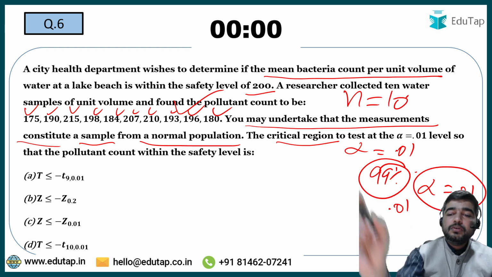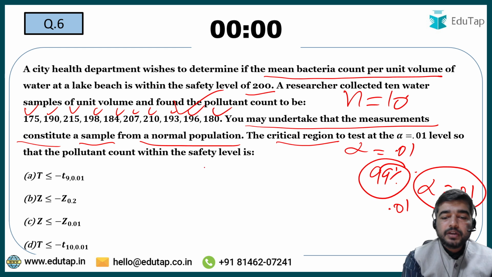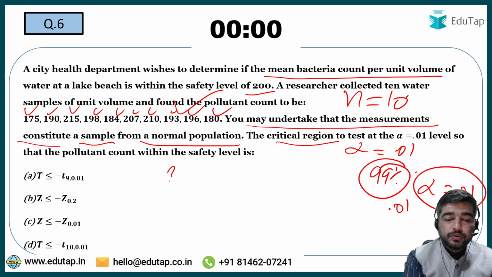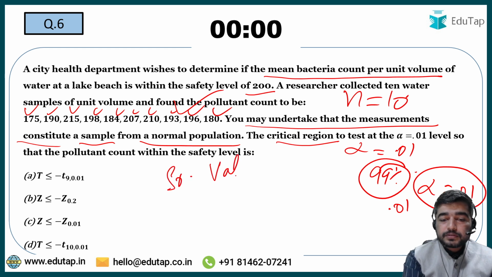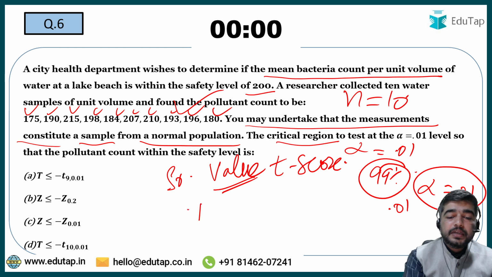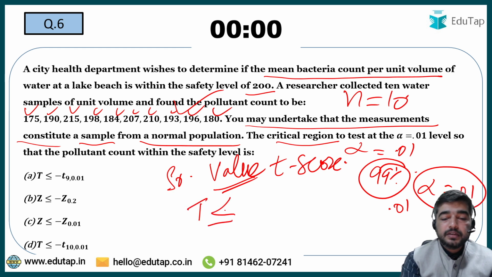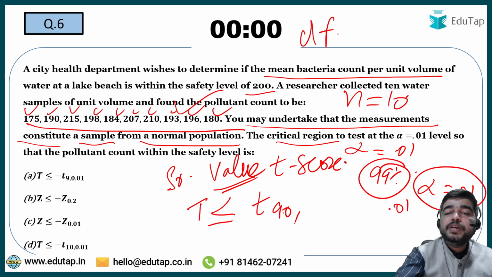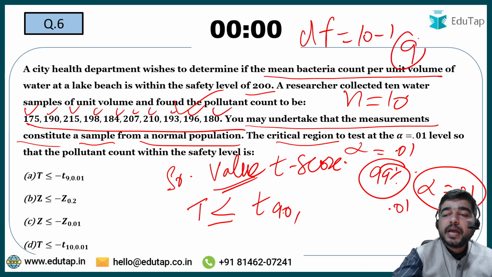Fine. So for that you have n less than 30. No population mean is given. Variance is not given. So you will find out the t-score or t-test. And the t-score should be less than t. Your total sample is 10, so degrees of freedom will be 10 minus 1, that is 9.